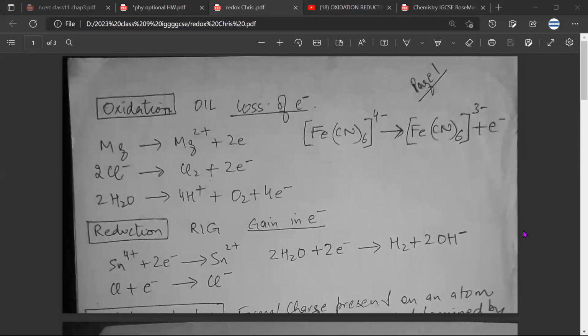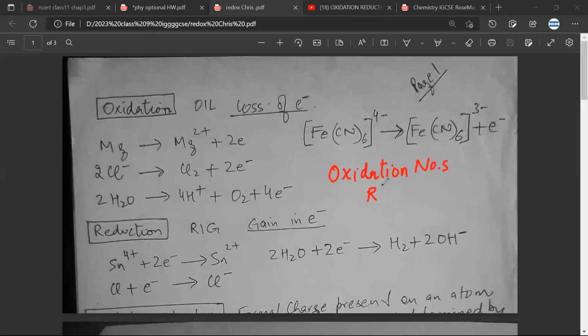So Chris, for oxidation reduction, last time we had understood what oxidation is and how to calculate oxidation numbers. Now oxidation numbers basically help us to understand redox reactions in a better way.